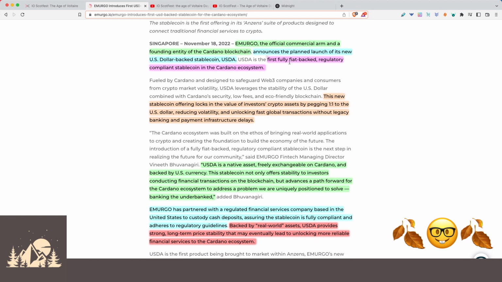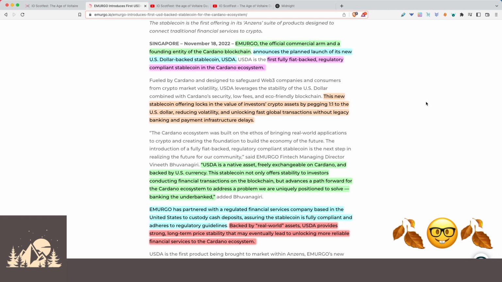It's going to be the first fully fiat-backed and regulatory-compliant stablecoin in the Cardano ecosystem. So the way this is going to work is that this new stablecoin offers locking in the value of investors' crypto assets by pegging one-to-one to the US dollar. This reduces volatility and unlocks fast global transactions without legacy banking and payment infrastructure delays. This last part here is kind of what you expect from a stablecoin, right? The whole idea that you can do a permissionless value transfer across the world without having to wait several days for different banking institutions to connect.